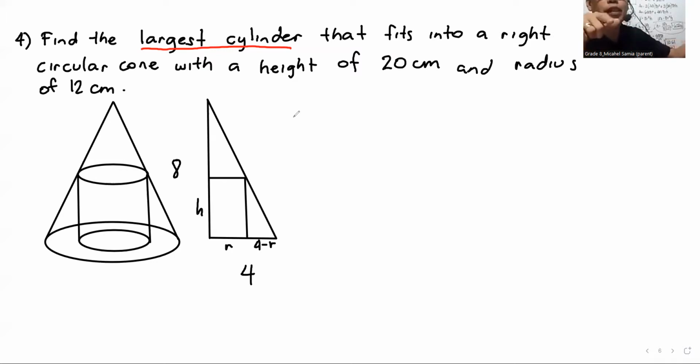Josh, the given is 20. The given height is 20 and the radius is 12.